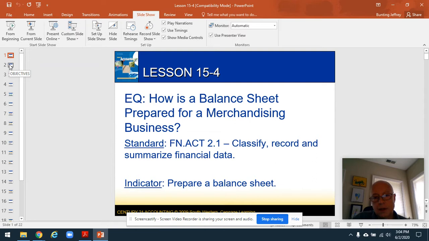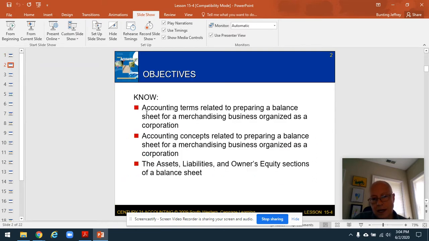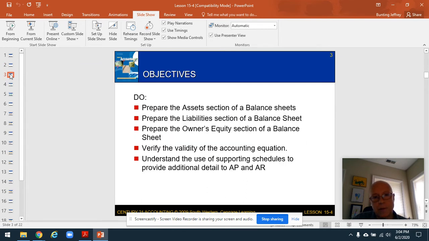So we're going to prepare a balance sheet. That's our objective here. That's our standard and our indicator. You can go through this at your leisure. I'm going to just kind of point you at it.